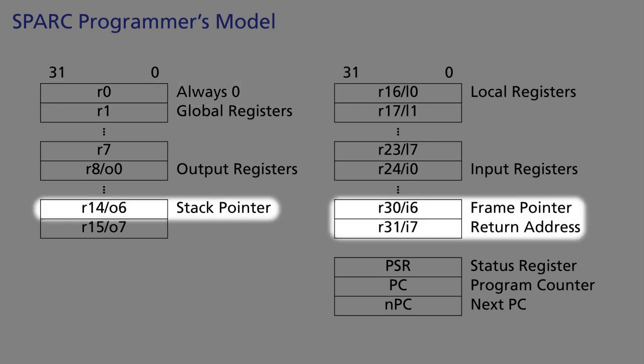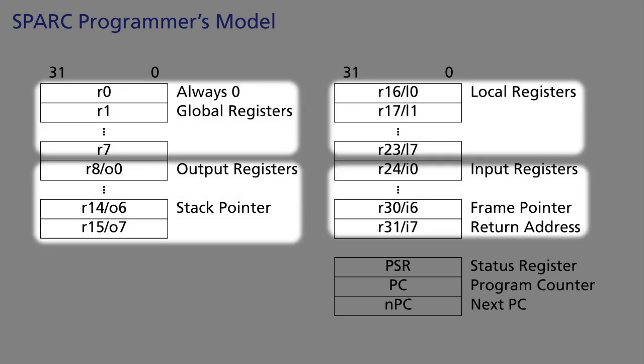General purpose register 14, by convention, is used as a stack pointer. Register 30 is used as the frame pointer, and register 31 is used as the function return address. The general purpose registers are divided into 4 groups of 8: global, output, local, and input. Instructions generally treat all registers identically. The 4 groups are treated differently by the SPARC's unique function call return mechanism.